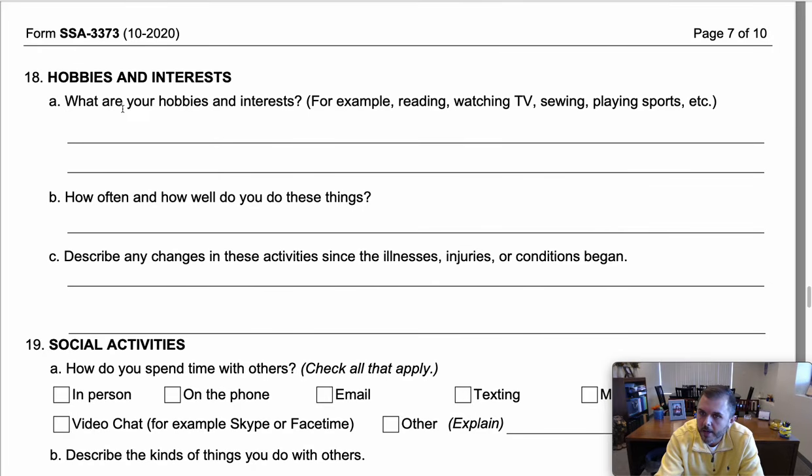For men, a lot of men like to work on cars. A lot of men like to go hunting, fishing, ATV. And I'm not trying to be sexist. I'm just speaking from my experience in these cases and how they can affect your claim.